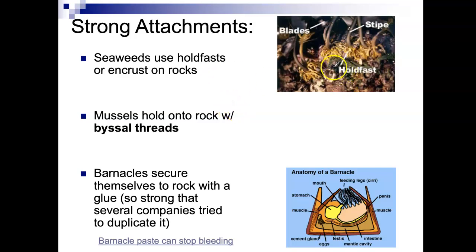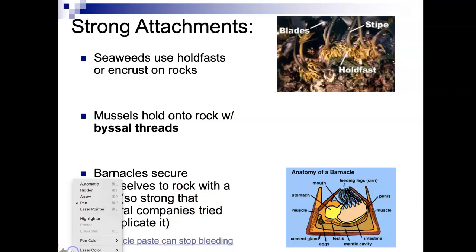It's going to secrete a glue-like substance as well from each of those holdfasts. Mussels, again, are going to hold onto rocks with their byssal threads. They'll have a lot of byssal threads that maximize their surface area. Same with the holdfast here, really maximizing their surface area to attach to as many places on the rock as they can. And then barnacles are going to secure themselves to the rock with this glue that's so strong several companies are really trying to duplicate it.